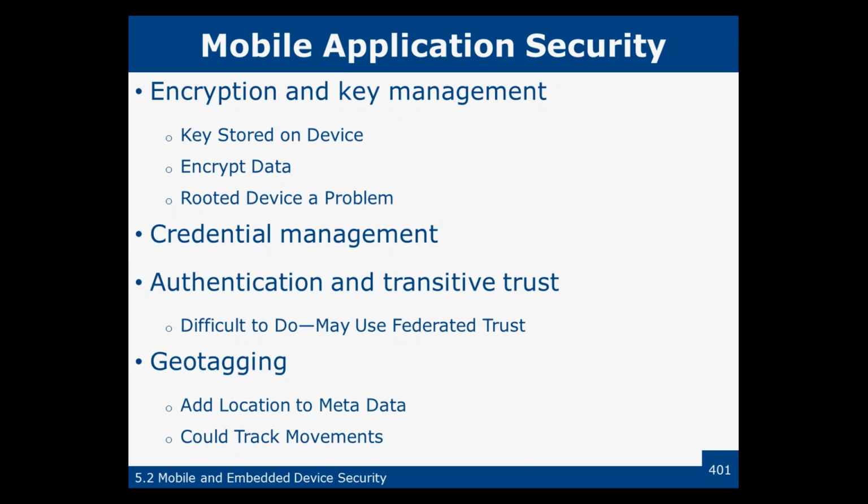Application security, encryption and key management. The key, again, is stored on the device. We can encrypt the data. You can encrypt the apps, and if you encrypt the app, the key is going to be stored with the app. So any of these things that we do, it's kind of like encrypting file system. We store the key in the document itself. We're going to do similar things here. This key is going to be stored on the device. Again, if the device gets rooted, it can be a problem because they can recover those keys in that circumstance.